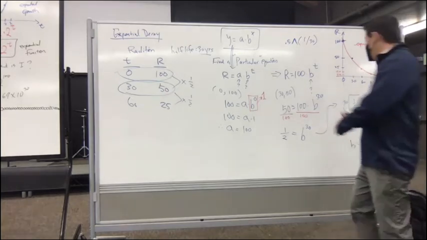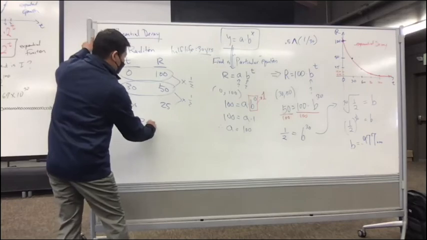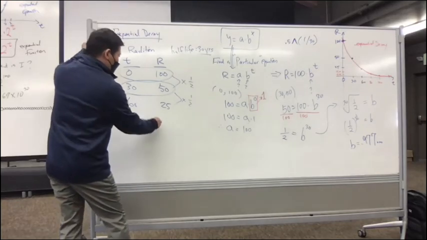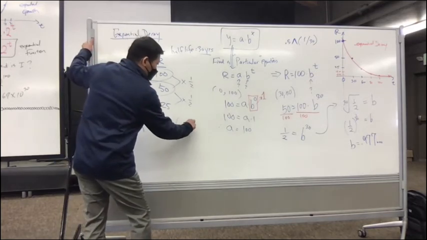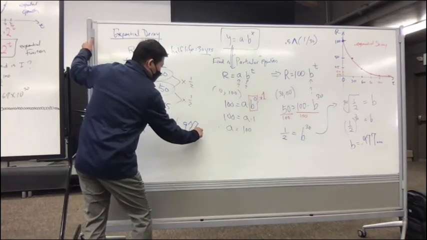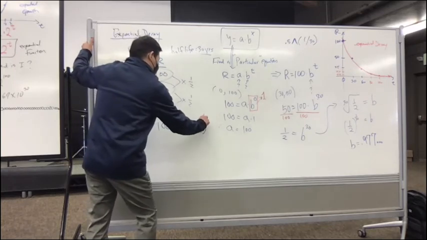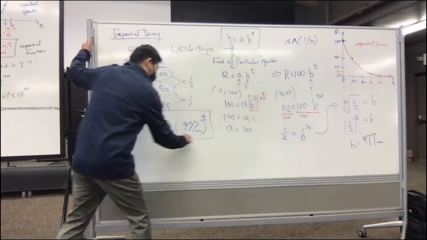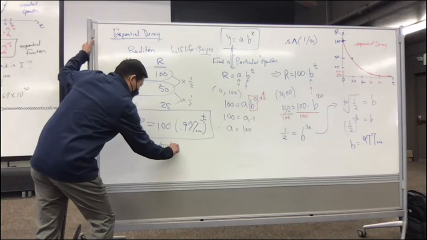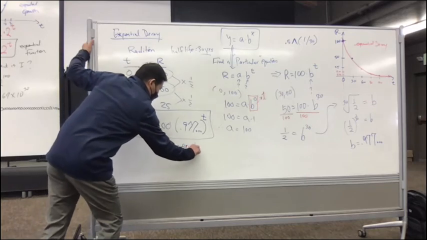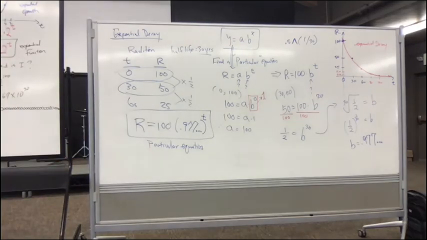So then with my final equation, bring it all back together: R is equal to, A is 100, B is 0.977 dot, in parentheses, to the T power. This is my particular equation. Okay? Got it?